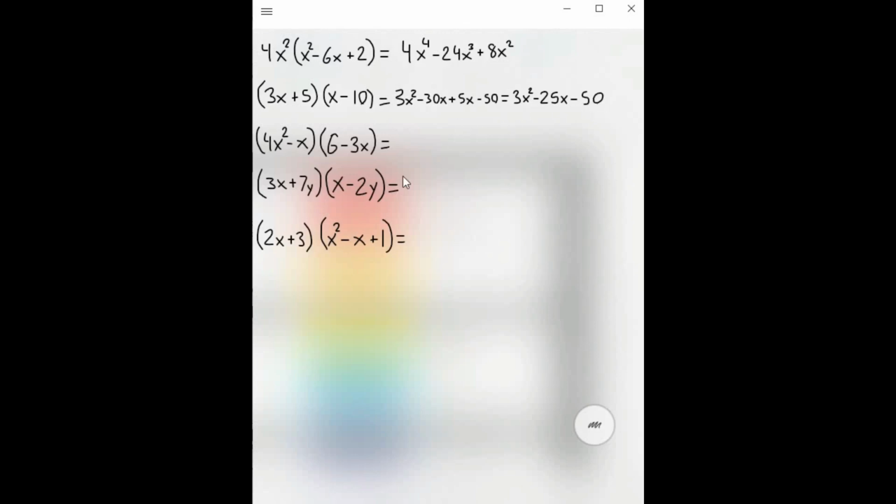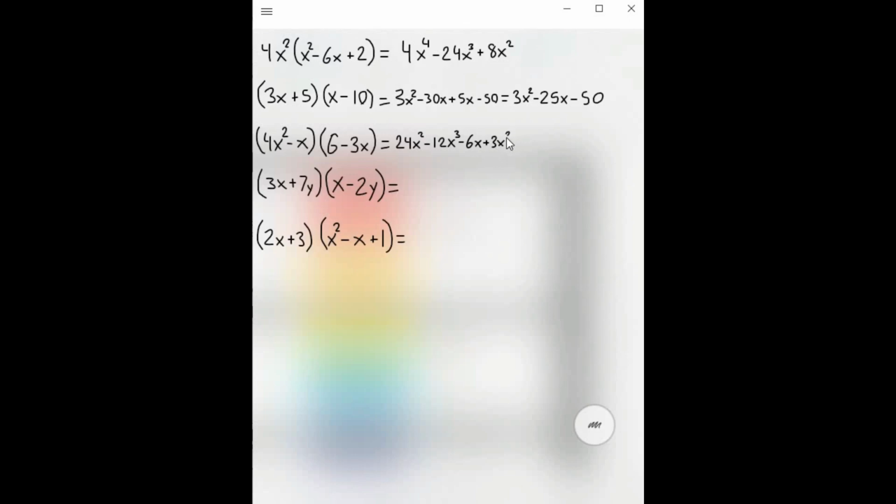We're going to use the FOIL method once again. So we'll have 4x squared times 6. Then we'll have 4x squared times minus 3x. Remember, the exponents for variables add together. Then we're going to have minus x times 6, which is minus 6x. Then we're going to have minus x times minus 3x.